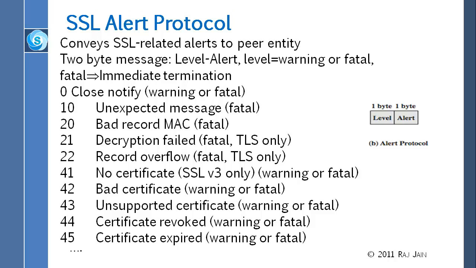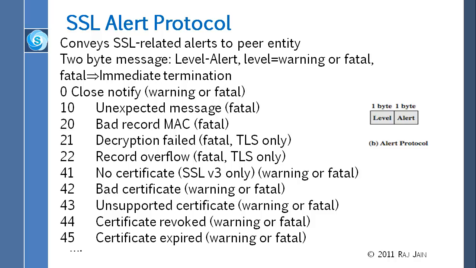Alert protocol is again simple. Basically, it has 2 bytes. First byte says what is the level, and the second, what is the alert? The level could be either warning or fatal. Fatal means stop right away, immediate termination. Warning is be careful, but we continue. So that is 2 levels.